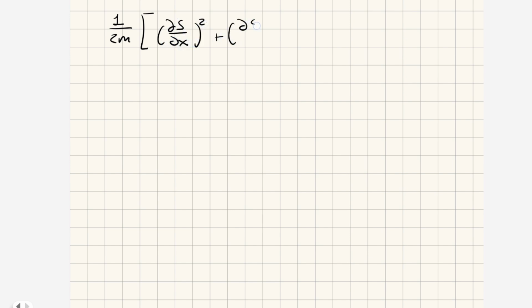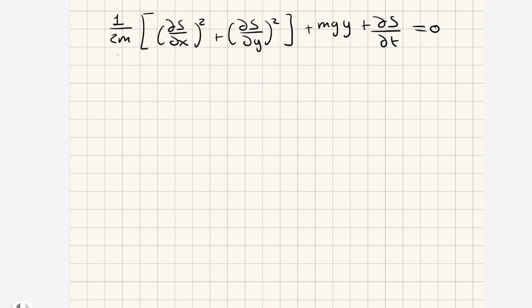another lesson about this topic, and in this lesson we showed that the Hamilton-Jacobi equation for this is 1 divided by 2m times the partial of s with respect to x squared plus the partial of s with respect to y squared plus mgy plus the partial of s with respect to time equals 0.